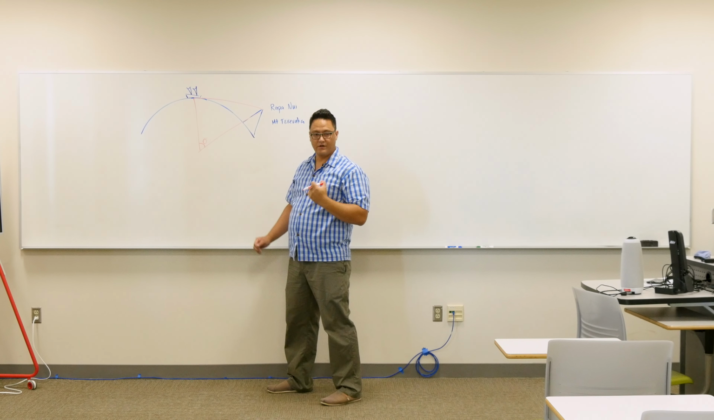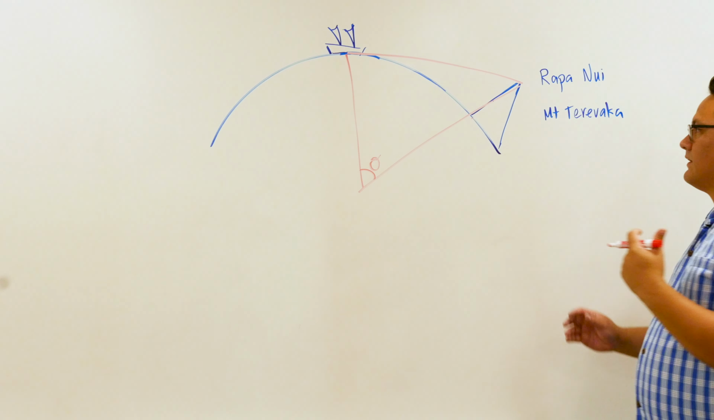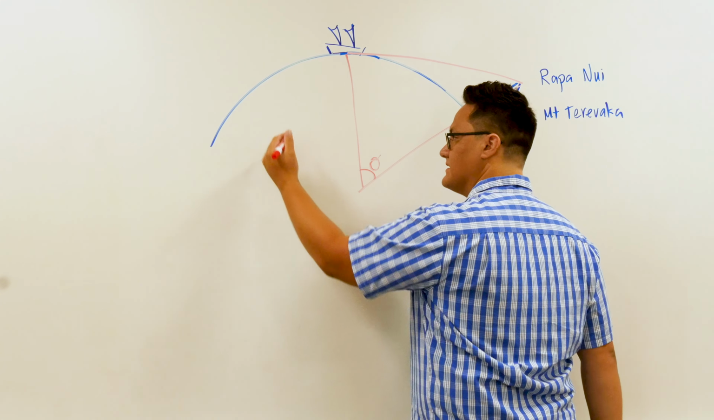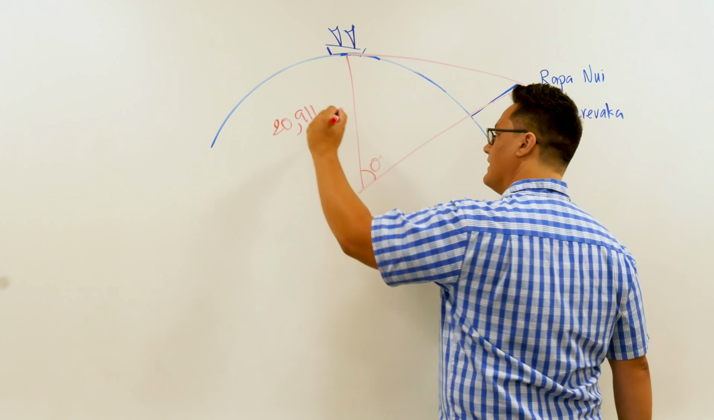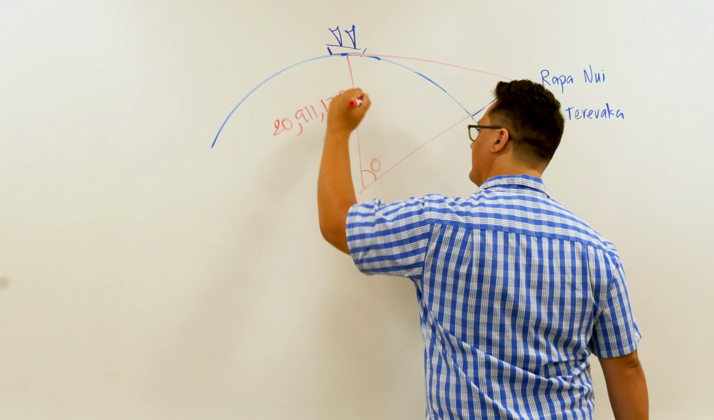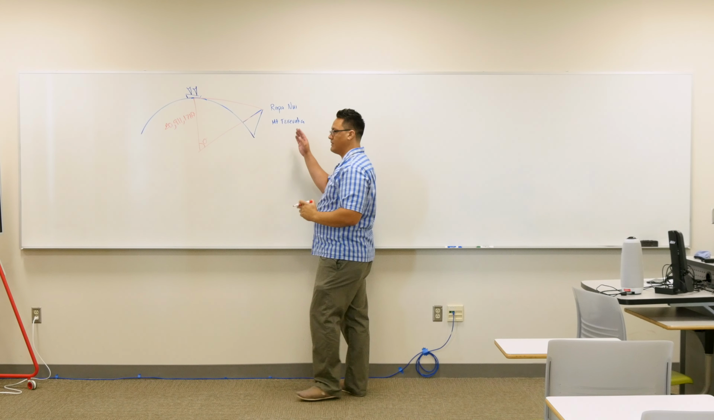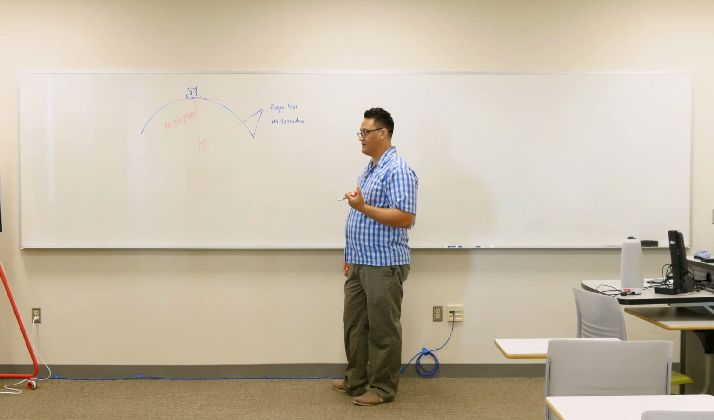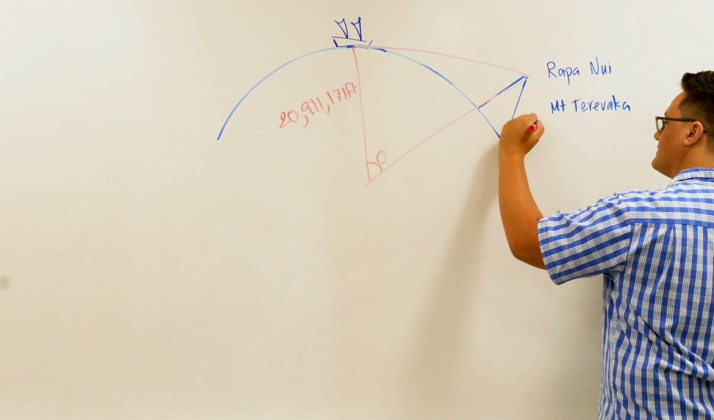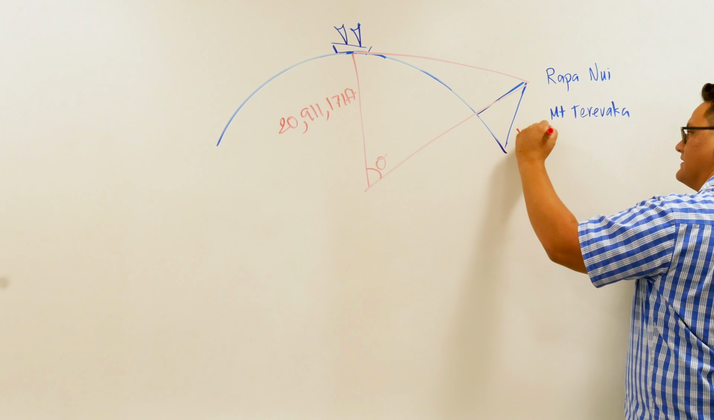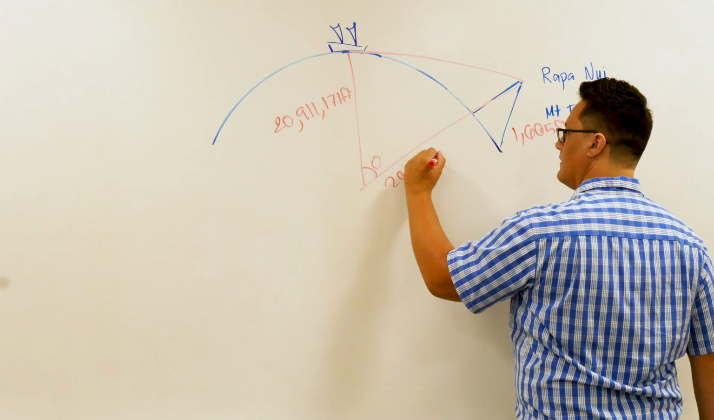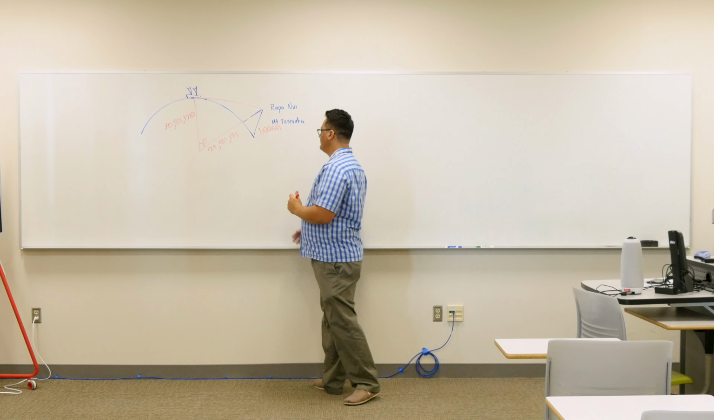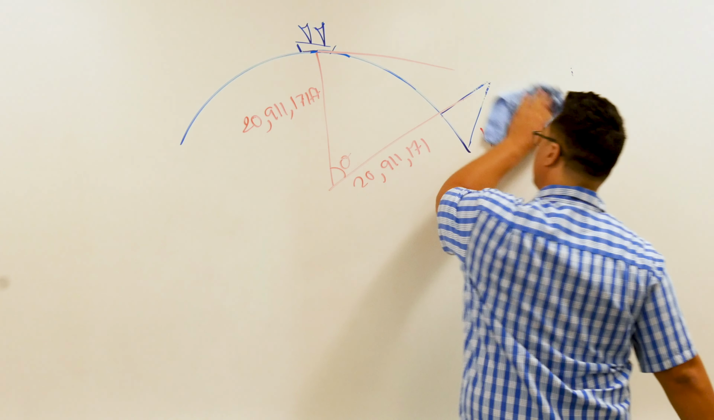And to figure this out, we're going to use inverse trig. The Earth has a radius of 20,911,171 feet. And the highest point in Rapa Nui is Mount Terevaka, which has a height of just 1,665 feet. And so, how do we solve this?